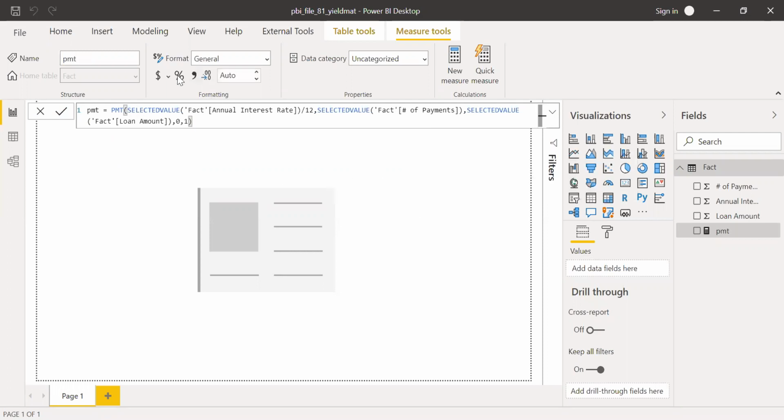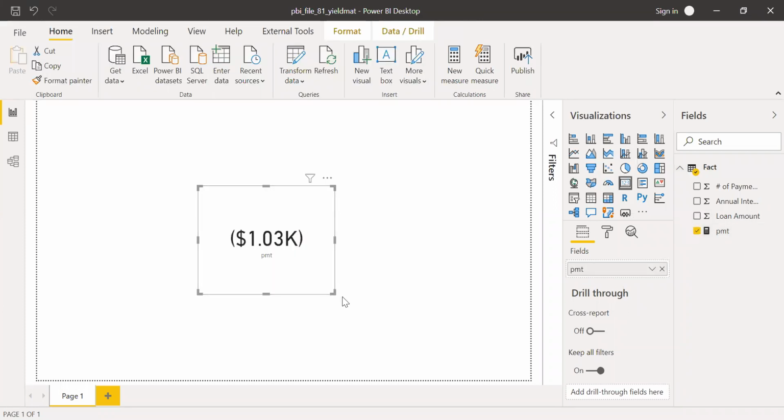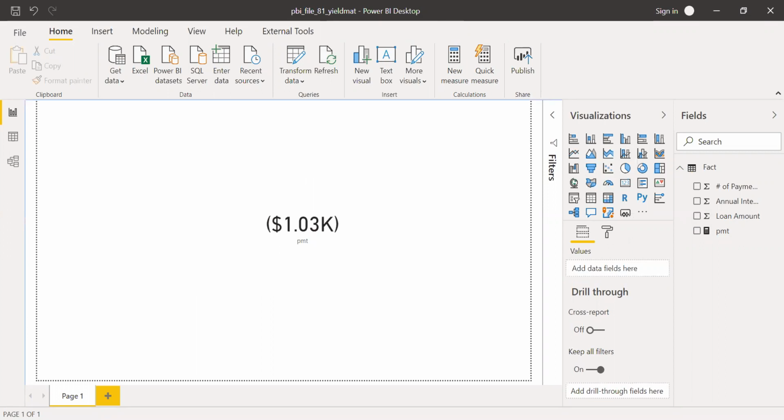So now let me change this to dollar and maybe 2 decimal places. And now let me bring this to the values here. And now I have the results here. So this is how we calculate or use the PMT or payment function in Excel and also in Power BI.